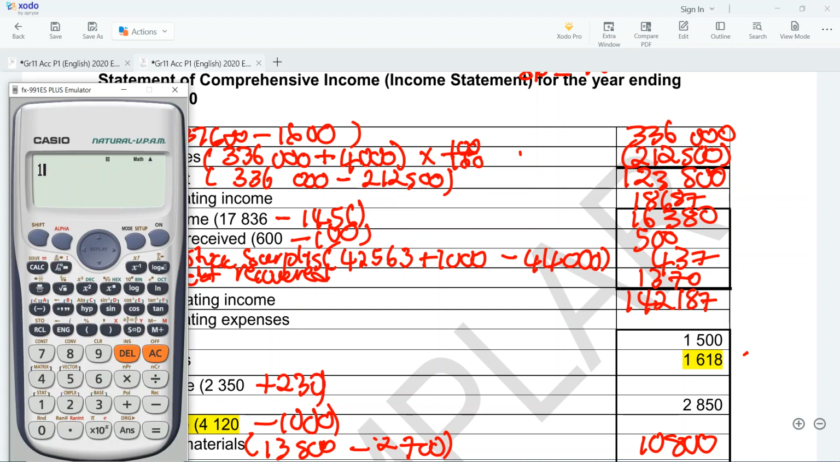16,380 plus 500 plus 437 and also plus 1,370. It is giving us that answer that we got. So meaning we're fine. Plus 123,500. It is still giving that answer. So we know here that our operating expenses are supposed to be in brackets.